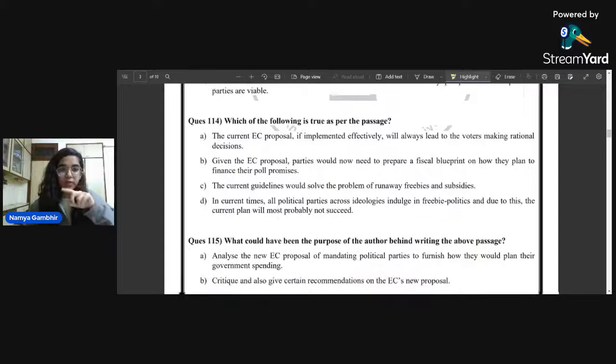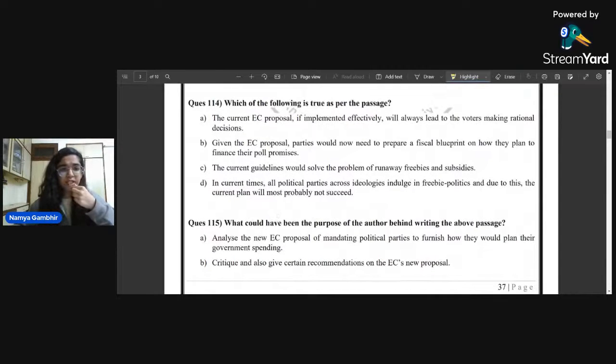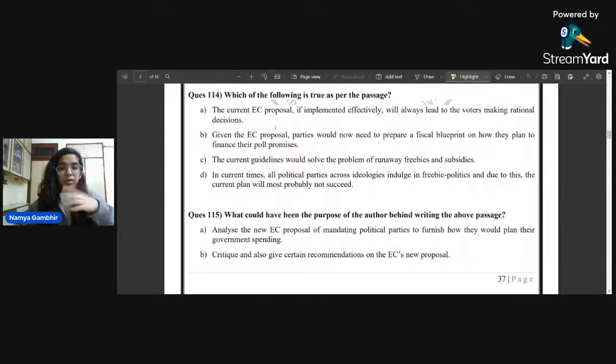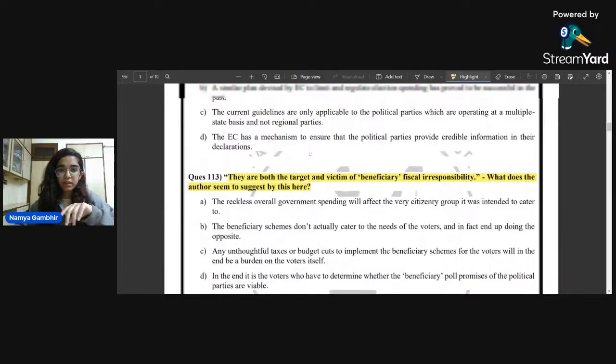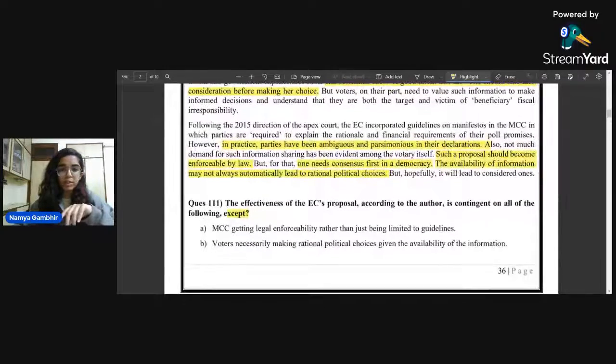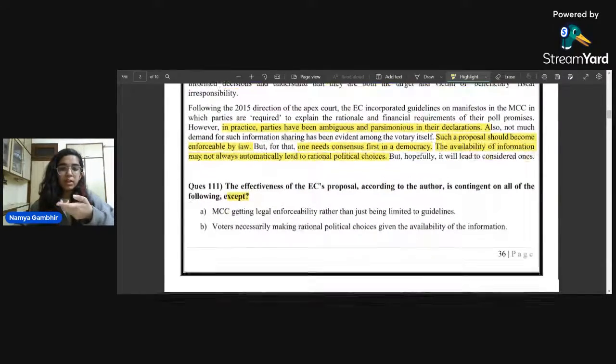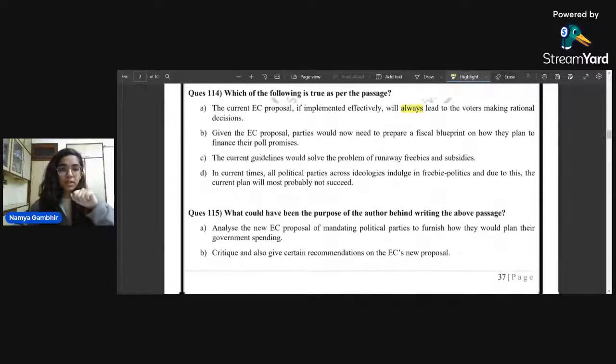Now we go to the fourth question, which says, which of the following is true as per the passage? Okay, so the current EC proposal, if implemented effectively, will always lead to the voters making rational decisions. Number one, this is an extreme option, and number two, this also goes against what clearly has been mentioned by the author, as we discussed towards the end, that the availability of information may not automatically always lead to rational political decisions. So this is eliminated.